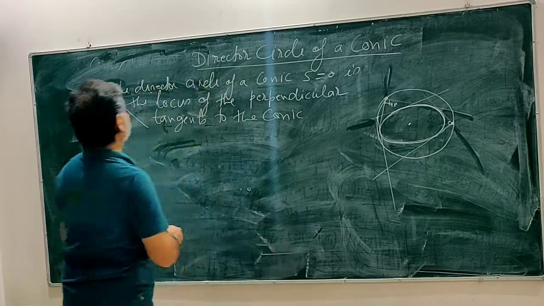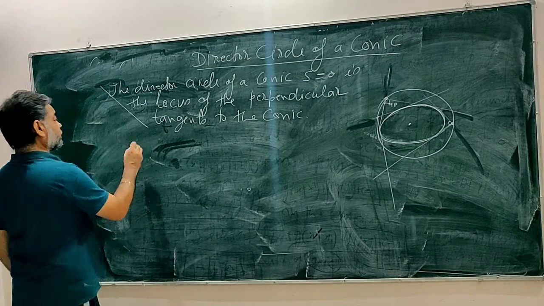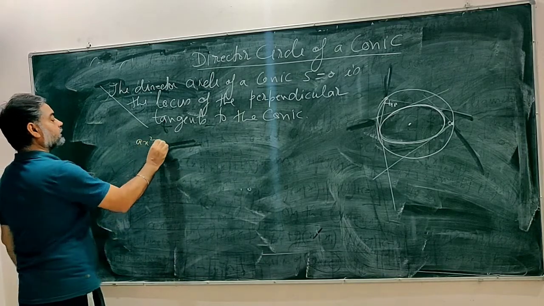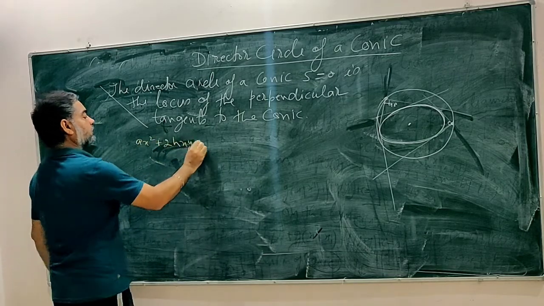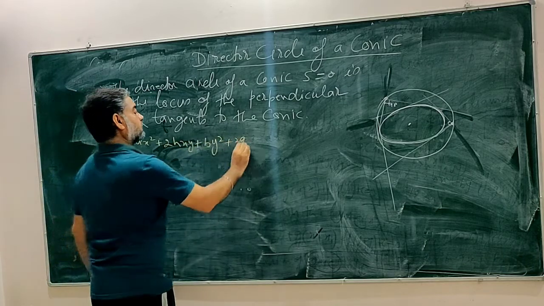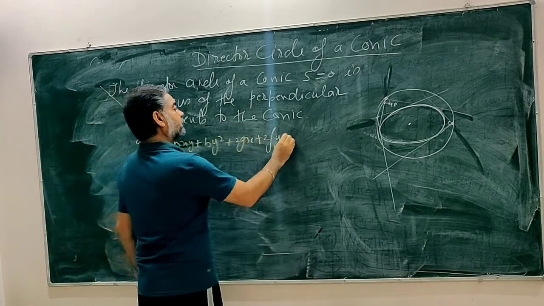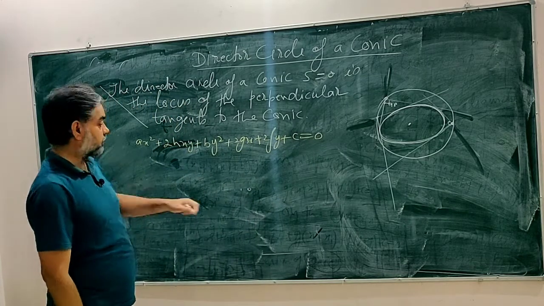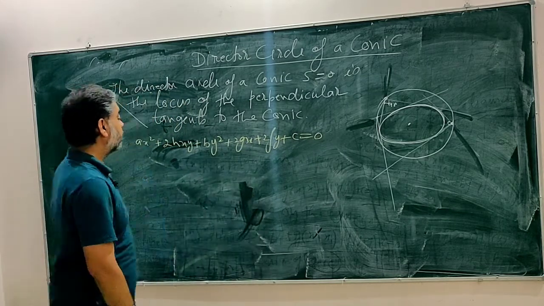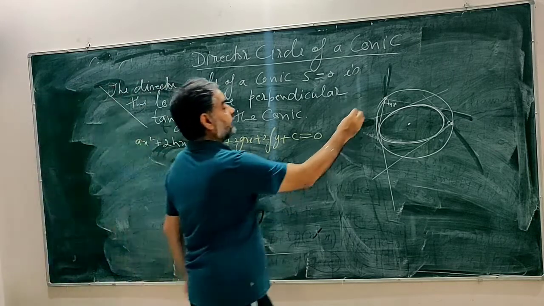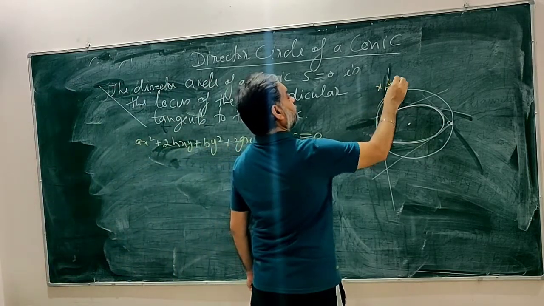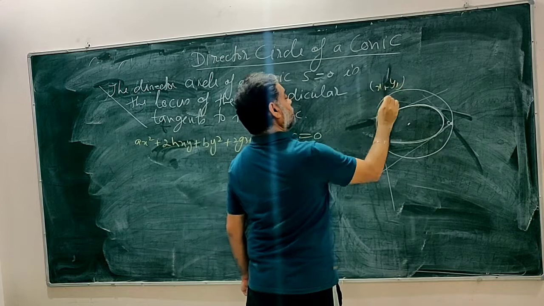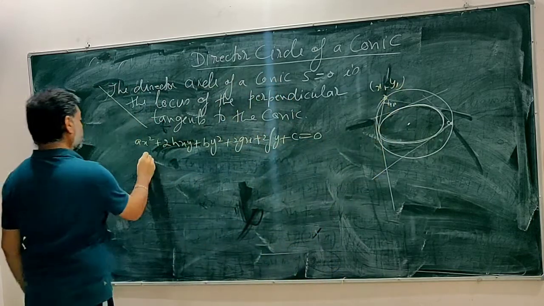So let's find the equation of the director circle of the conic. Suppose the equation of the conic is a x squared plus 2hxy plus b y squared plus 2gx plus 2fy plus c equal to 0. Suppose this is the equation of a conic given to us. Let (x1, y1) be any point of the locus.